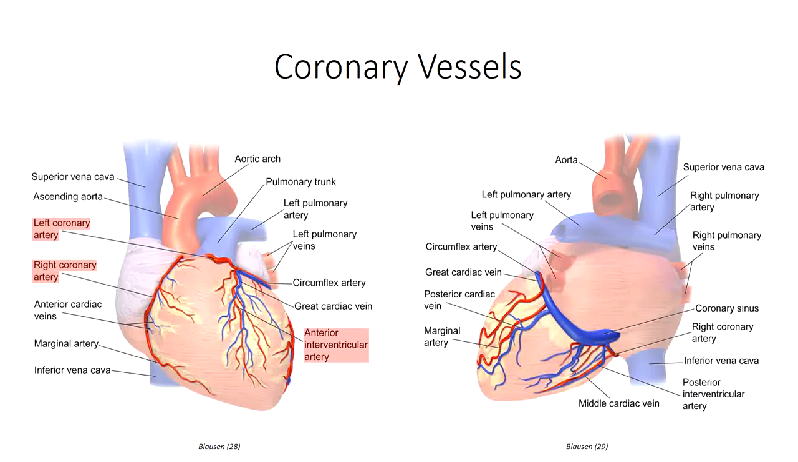The anterior interventricular, also known as the left anterior descending, or LAD, is the most prominent branch on the anterior surface of the heart, running in a small furrow between the left and right ventricles. The left circumflex branch passes posteriorly in a crevice between the left atrium and left ventricle. From here, it'll give off a number of branches that supply the posterior surface of the left ventricle.